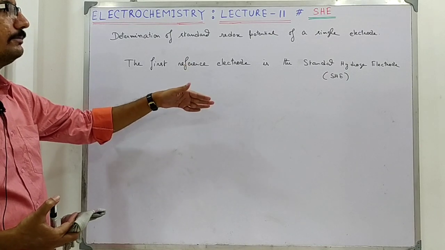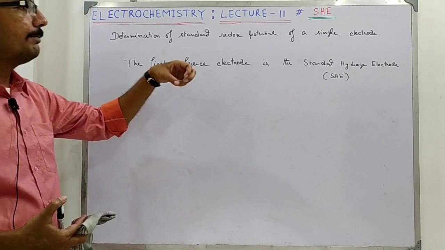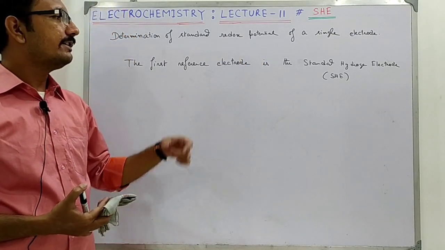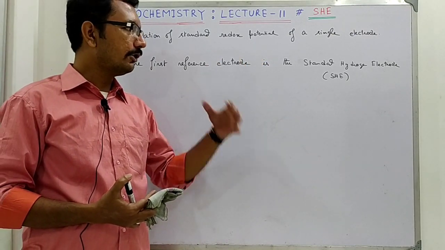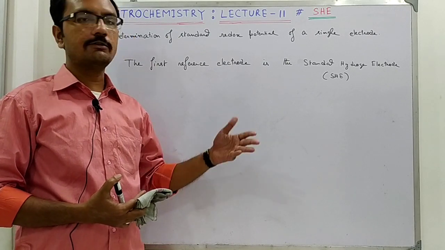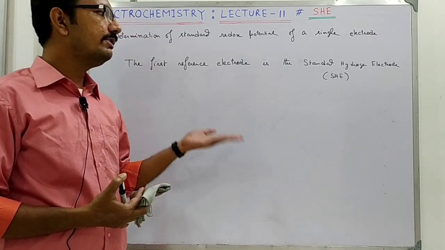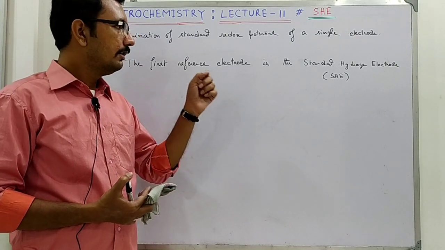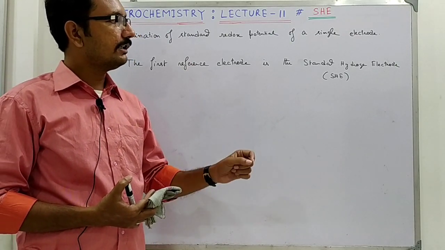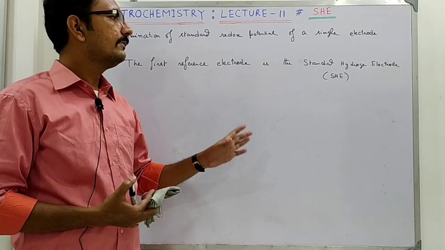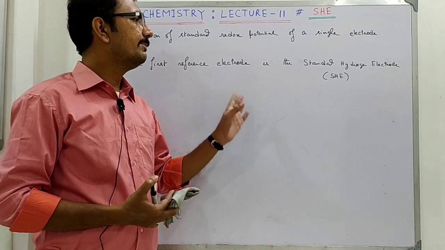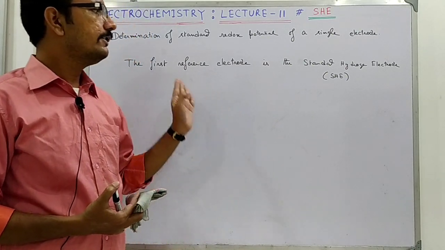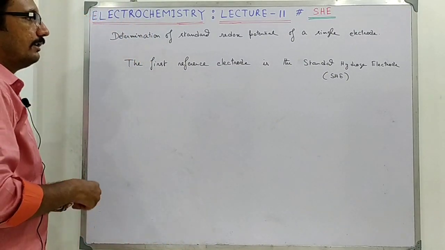The first reference electrode is the standard hydrogen electrode, and this electrode is actually a platinum electrode coated with platinum black, and it is dipped in a solution containing H plus ions having activity 1, unit activity, and hydrogen gas is bubbled into that electrode in contact with the solution at 1 atm pressure, and the temperature is maintained constant at 25 degrees centigrade. This is the standard hydrogen electrode.